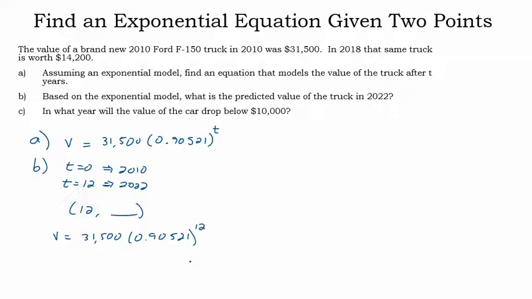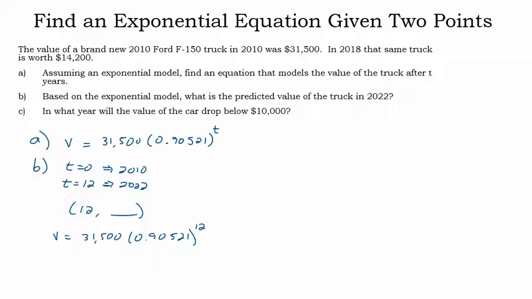Now, if you think about what this means, if you take the 31,500 and multiply it by approximately 90%, that's going to be the value in 2011. Multiply by 90% again, it's the value in 2012. And again, the value in 2013. So you're multiplying by 90% approximately every single year, and to get to 2022, you do that 12 times. It's that repeated multiplication that is really at the heart of the exponential model.